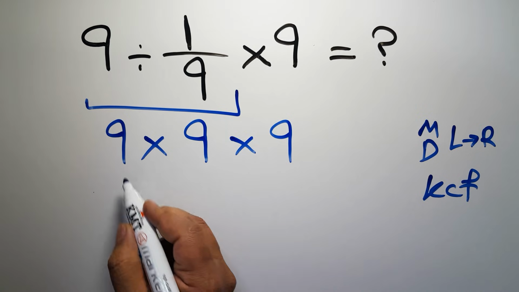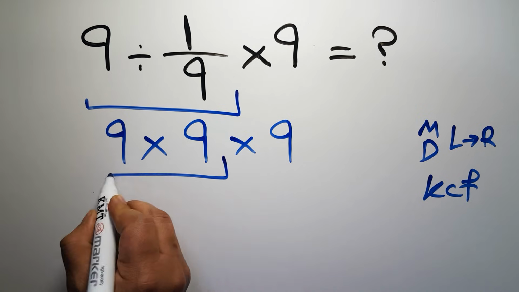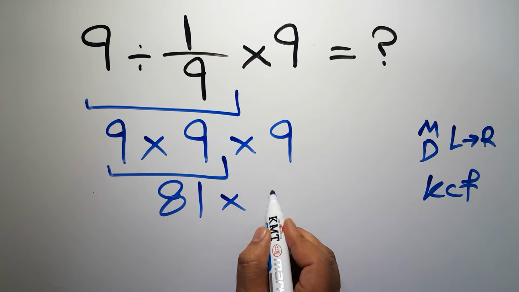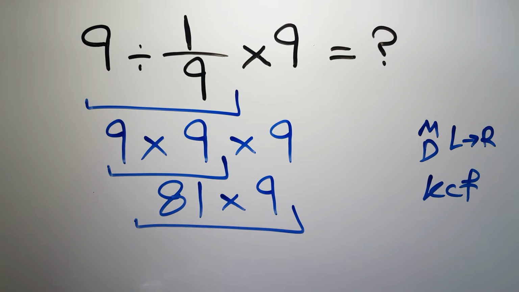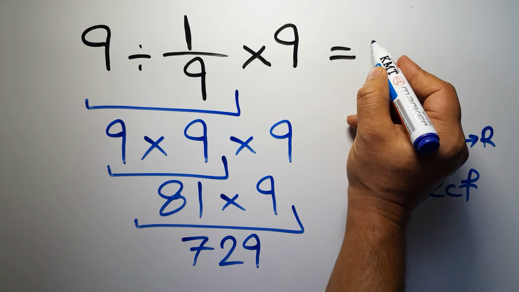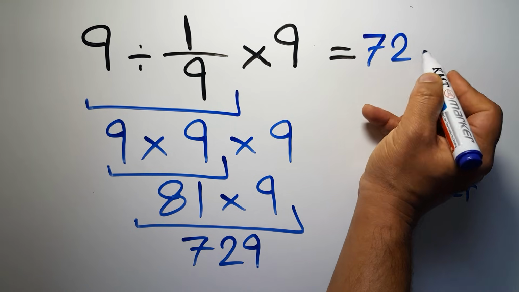First we do this multiplication. 9 times 9 is just 81. So 81 times 9. Okay? 9 times 1 gives us 9, and 9 times 8 equals 72. So we have 729. And this is our final answer to this problem. The correct answer is 729.